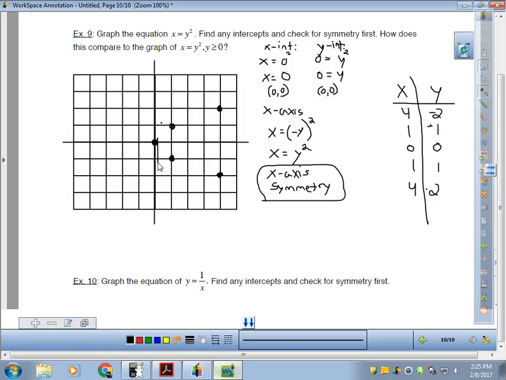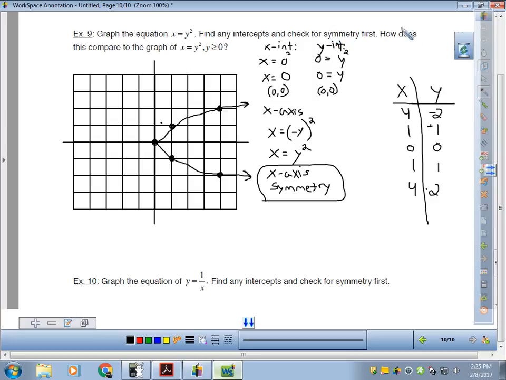Oh, I apologize. The little tablet is still not taking. So I'm going to try drawing this with the mouse. So, there's that one. Again, it does have that x-axis symmetry. You take whatever point is up here and you just reflect it across the x-axis and you get that point down there. So we've graphed the equation, we found the intercepts and symmetry.